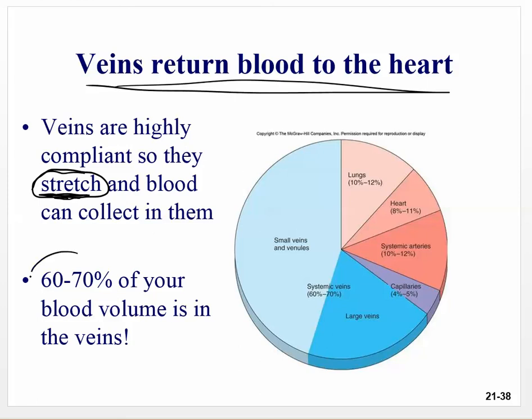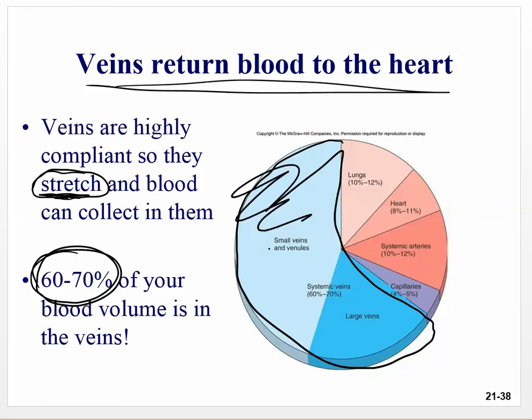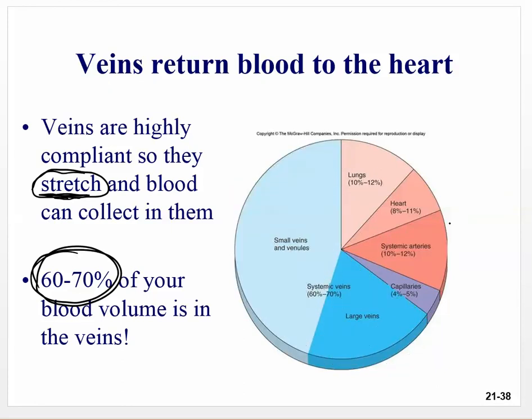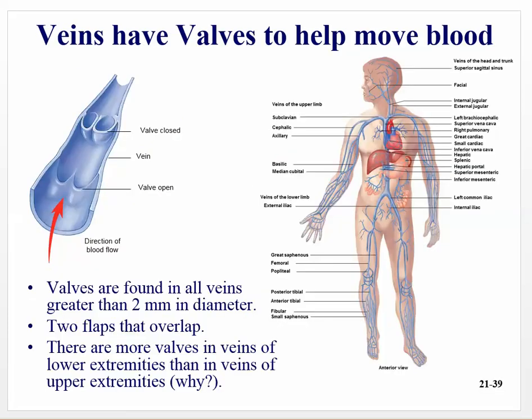Most, 60 to 70%, of your blood is in the veins. So that's all of this area here, all of these veins. And then the rest is distributed everywhere else. Here you have some blood in the lungs, there's your heart, and then the arteries, systemic arteries, lung arteries, and then the capillaries. Very little volume, but there are tons of them.